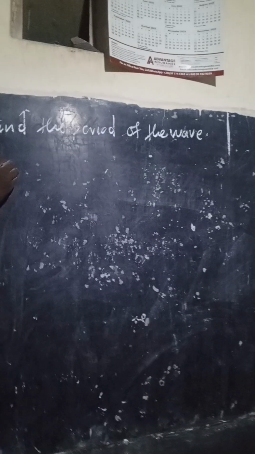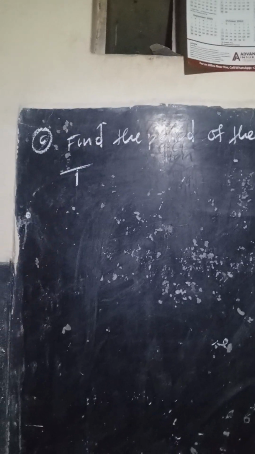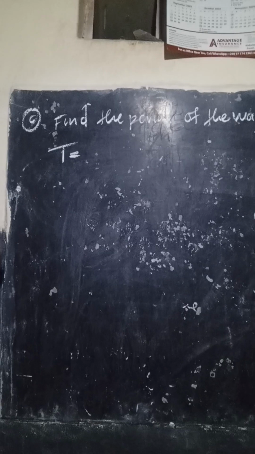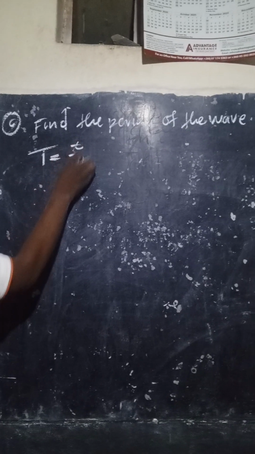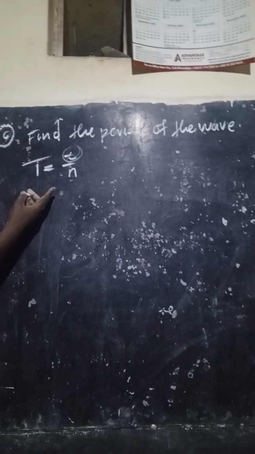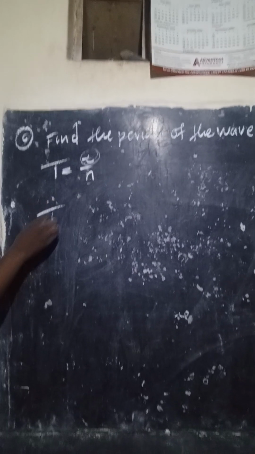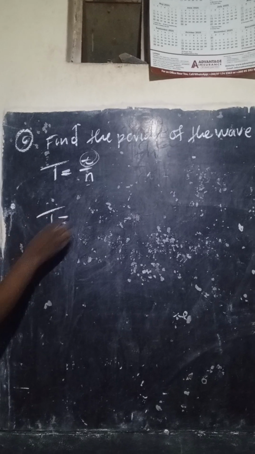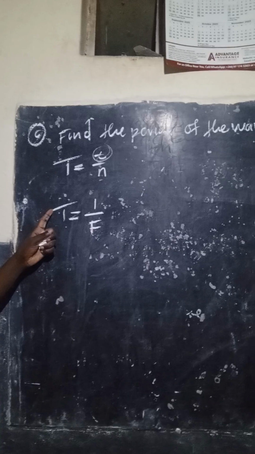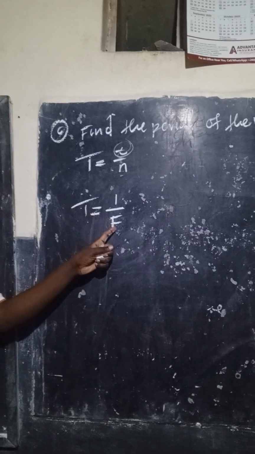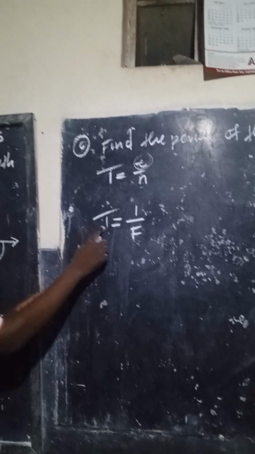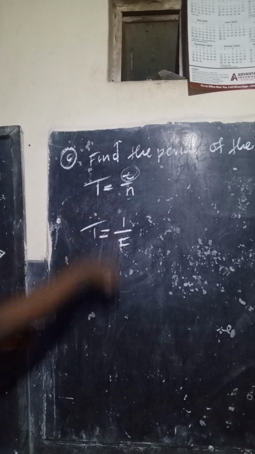We know that period is represented by T. Then there are two formulas depending on what you have been given. I would have used this formula, which is T over N. In this case, we have not been given time, so we can't use this formula. So I'll use this formula, which is T equals 1 over F, because we know that period is inversely proportional to frequency. When I say inversely proportional, I mean when you increase the period, it simply means you are reducing what?